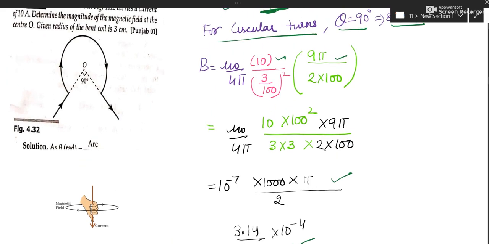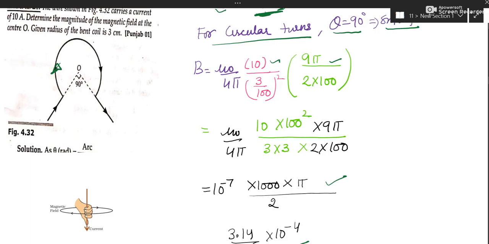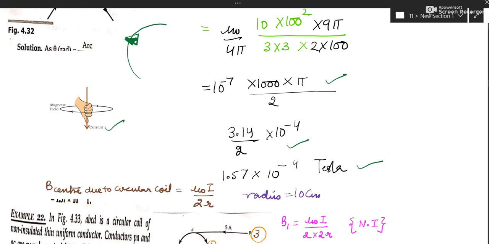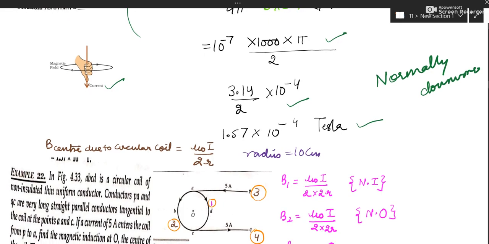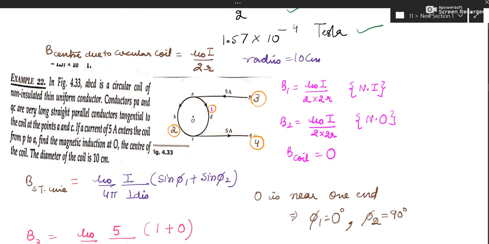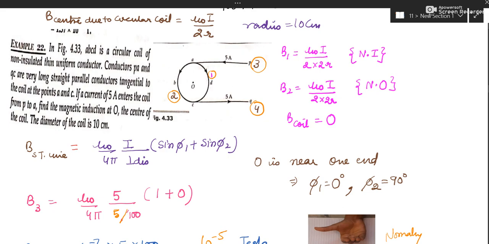So you can see here, the direction of current is like this. So please keep your right hand curls along this and you will see your thumb is down. So it is normal to the plane of paper, and the direction is normally downwards, vertically downwards, normally into the plane of paper. Okay, coming to the next question. Yeah, this is the question.